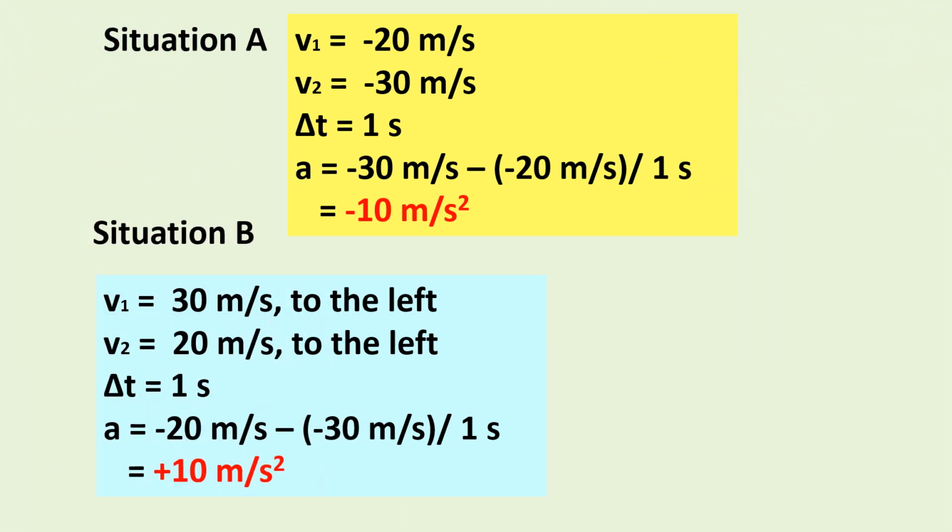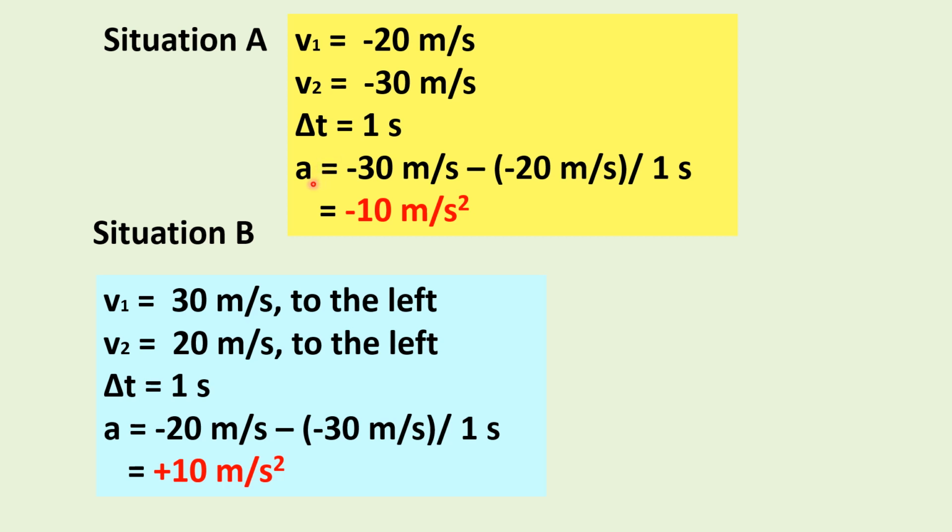For situation A, the explanation is very simple. Let's assume that the initial velocity is negative 20 meters per second. We have to stick to the description given in the stem of the question, which says that the initial as well as the final velocity are both directed to the left. So we put in here the negative sign, negative 20 and negative 30. And supposing the time elapsed is 1 second, okay, for simplicity.